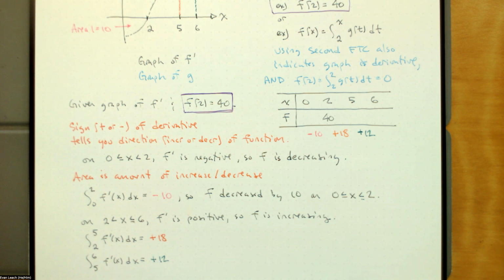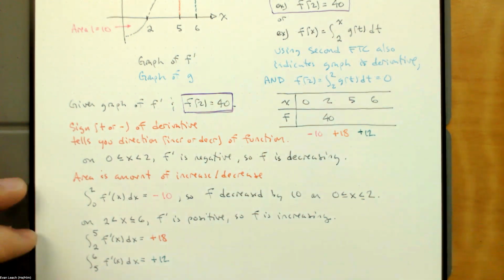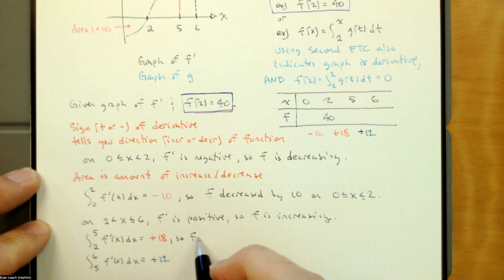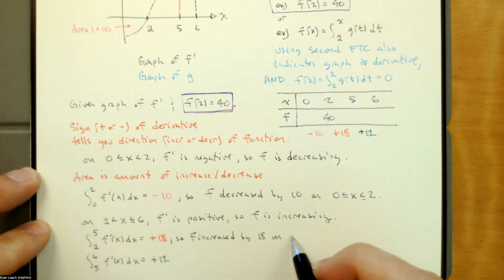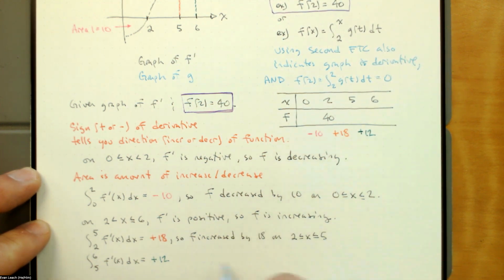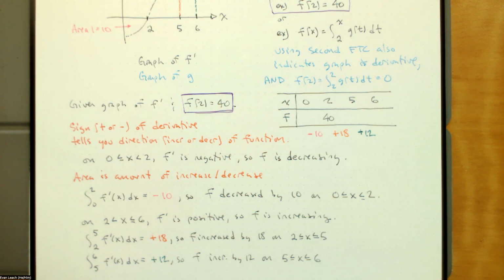The area is telling us how much change we're seeing. So we had to know that one value. We had to know that f of 2 is equal to 40. Sign of the derivative tells you about the direction of the function.